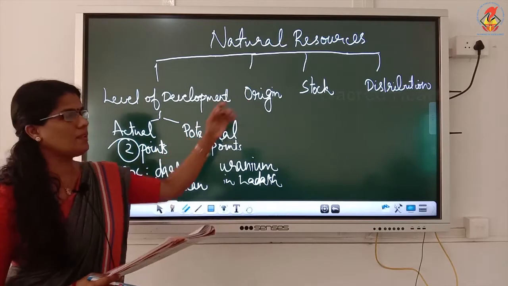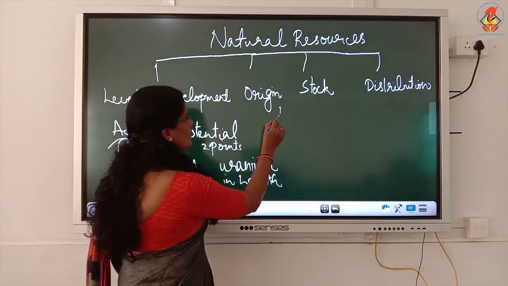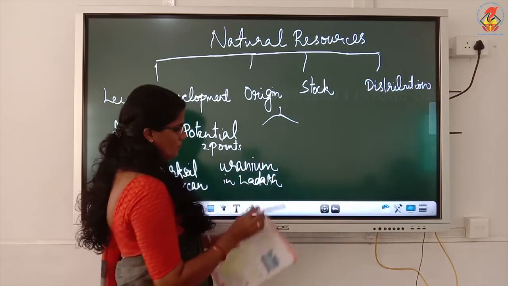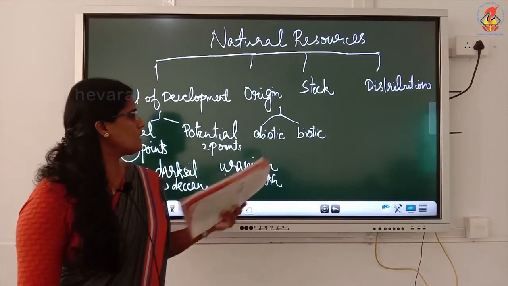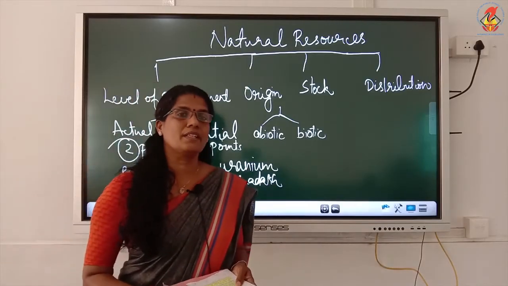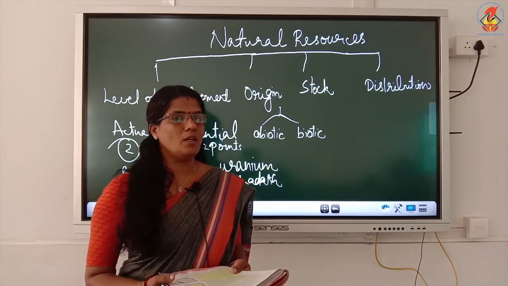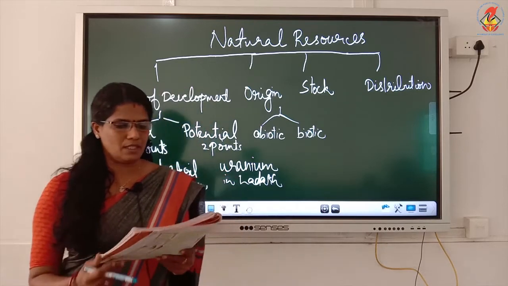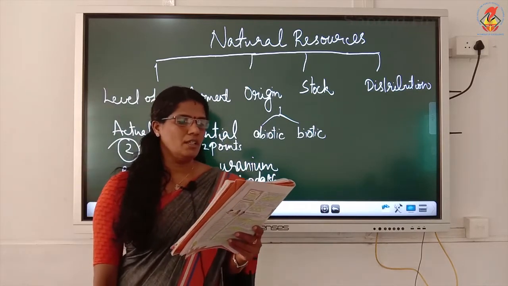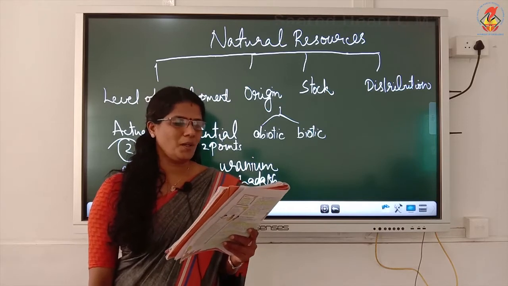Coming to origin, based on origin resources can be classified as, first one, abiotic, second one is biotic. This we have studied in classes 6 and 7. I think even in science you study about this. Abiotic resources are non-living things such as rocks, minerals, soil. All these are abiotic resources. Biotic are the living things such as plants and animals. So underline this: based on origin, resources can be abiotic or biotic.